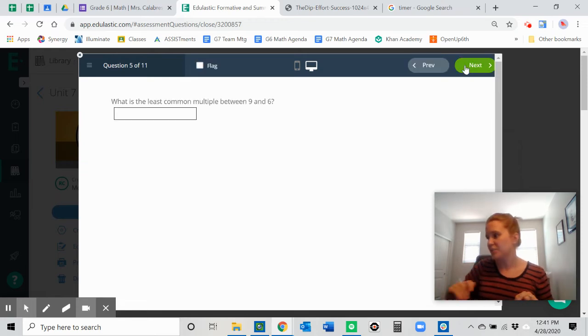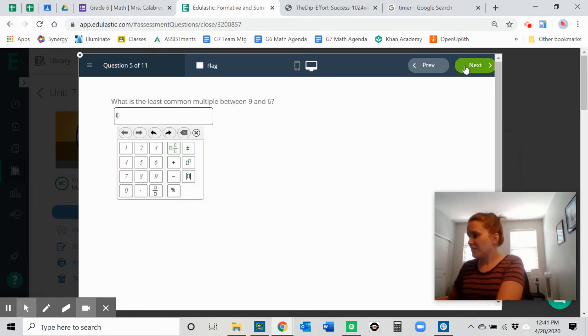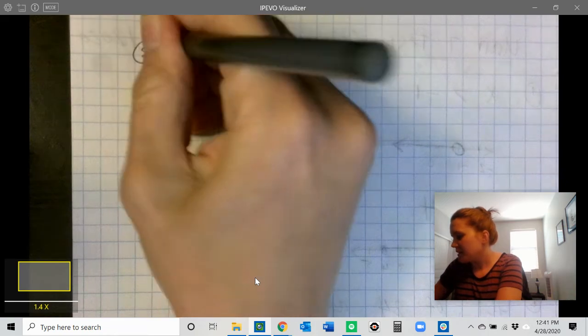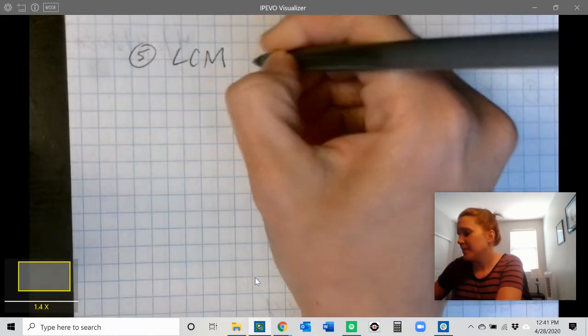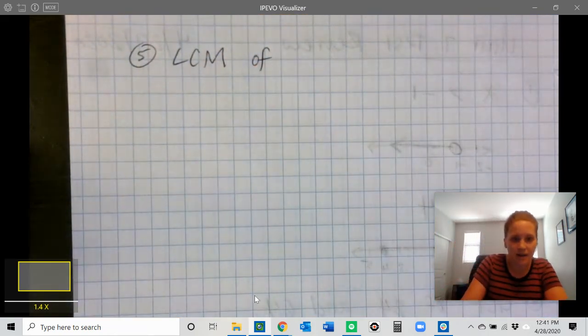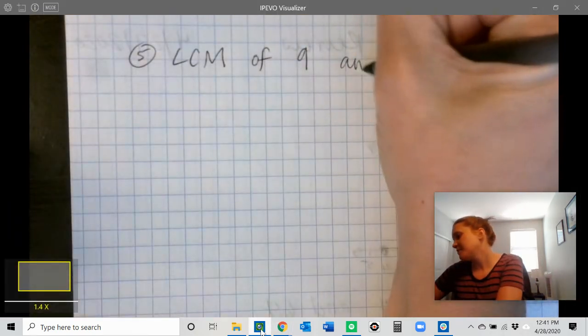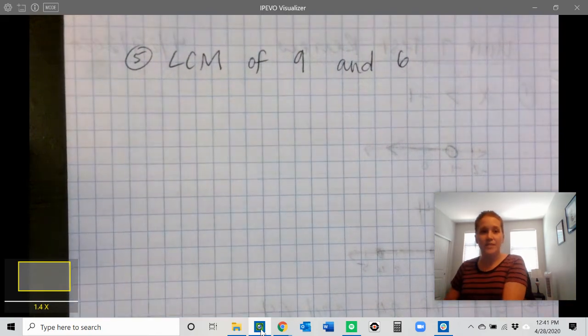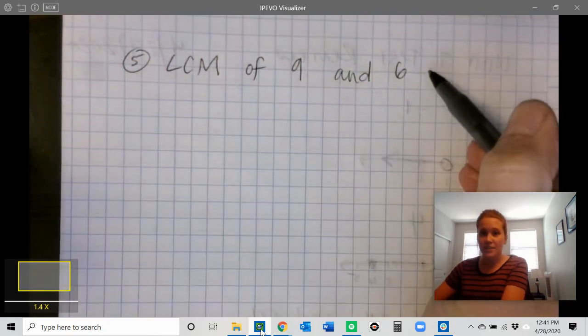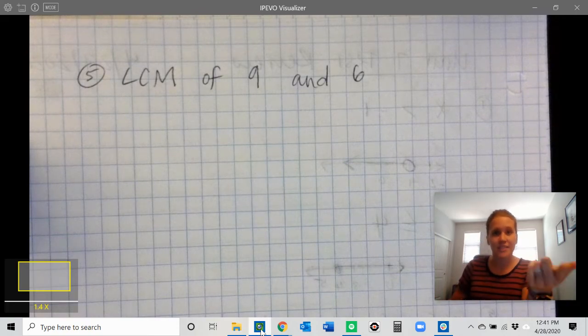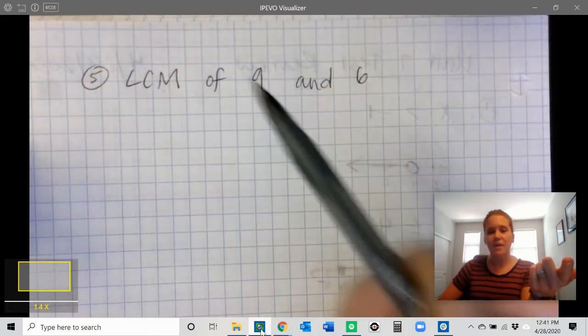Here we go. We're working on question 5. Question 5, what is the least common multiple between 9 and 6? Let's jot that on our paper. Here's question 5. I want to find the LCM of, I already forgot, 9 and 6. Again, make sure your paper looks like mine, including this note. It might seem like extra work, but it's there so that when you're taking your test and you see a least common multiple problem, you have this reference.